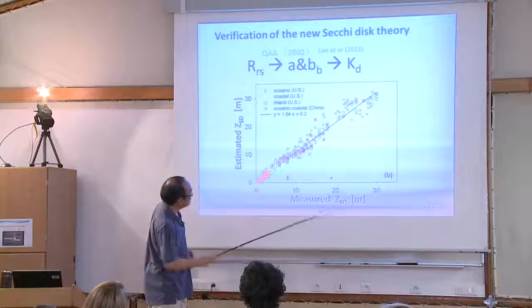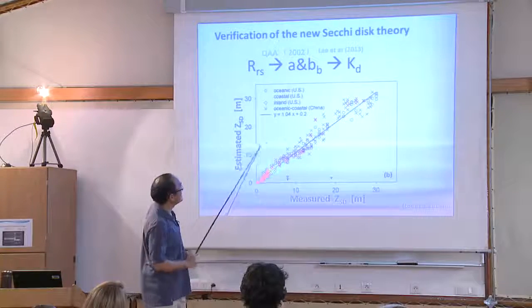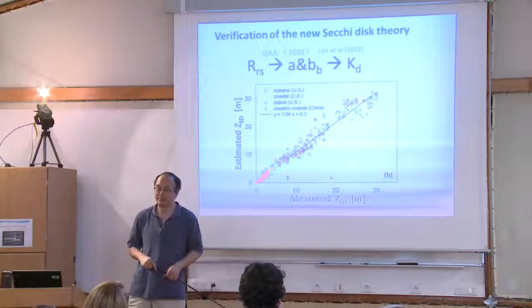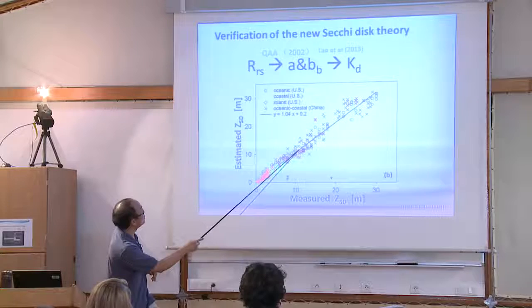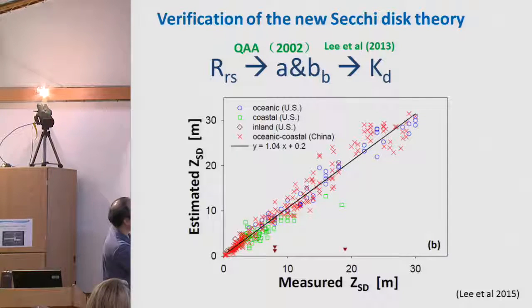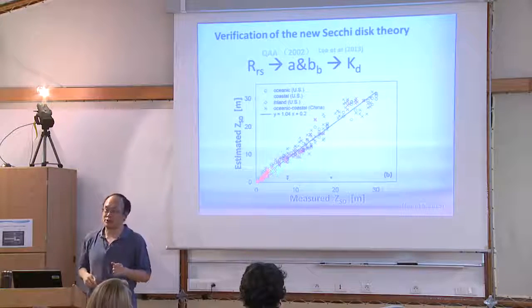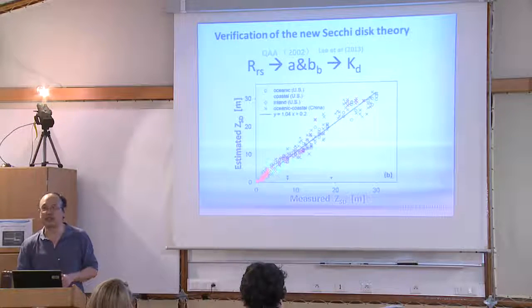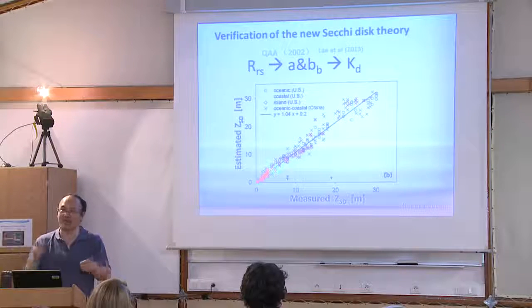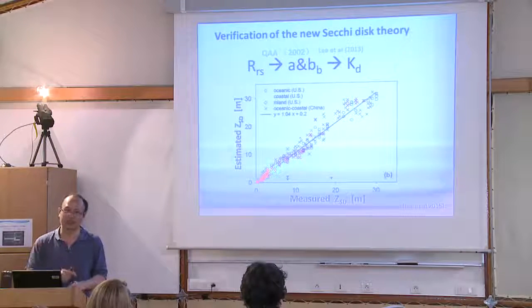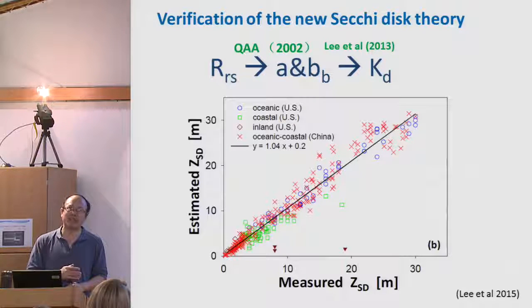Then here's the measured Secchi depth and this estimated Secchi depth. This is how it works. Again, this black line is a regression line showing the comparison between these two. On average, the two independent determinations have about 18% uncertainty, without any regressions or tuning. 18%, what does it mean?